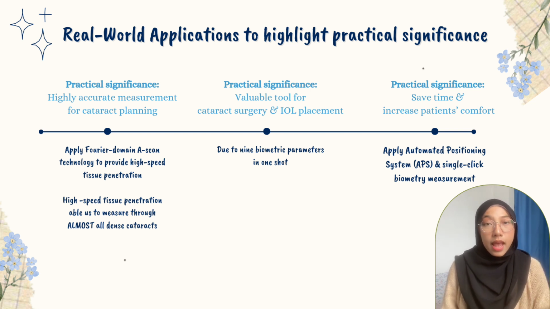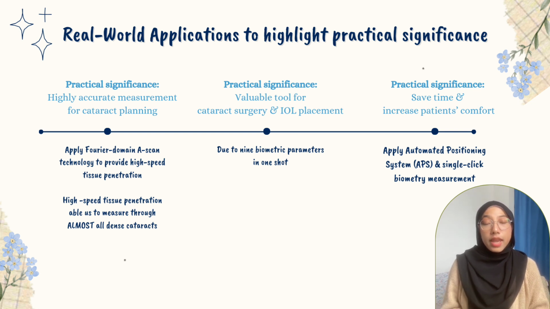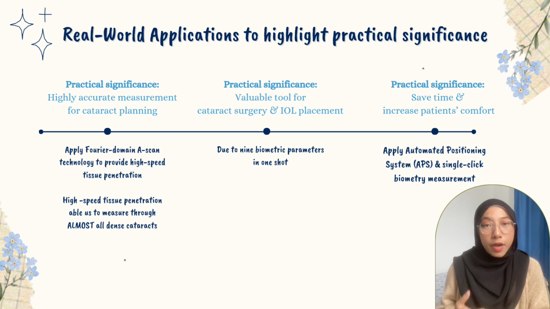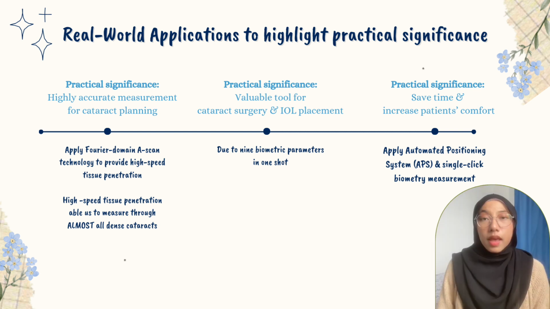And secondly, Lenstar LS900 is a valuable tool for cataract surgery and IOL placement due to the 9 biometric parameters per shot. And lastly, Lenstar LS900 saves time and increases patient comfort because it uses the technology called APS, Automated Positioning System, that makes it easy for the examiner to make sure that the patient is in a comfortable position while doing the procedure.